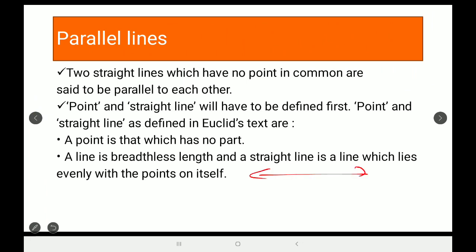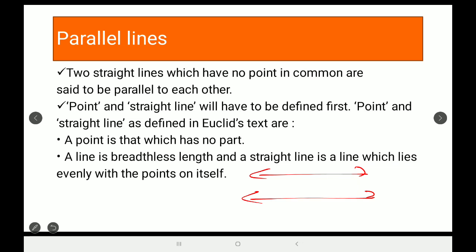Two straight lines. Here two straight lines are given, and out of these two straight lines there is no common point in both the lines. So we can say that both the lines are parallel to each other. Point and straight line will have to be defined first. Okay, to understand parallel line, we have to define the point and straight line. What is straight line and point? First.